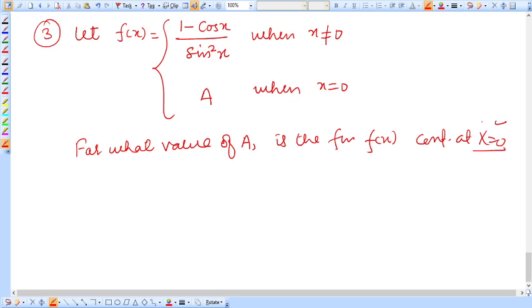ओके, हमें a की ऐसी वैल्यू फाइंड आउट करनी है, ओके, जिससे कि f of x कंटिन्यूस हो जाए किस पे, x is equal to 0 पे. ओके, सो सॉल्यूशन, ओके, सो सी हियर व्हाट इज योर f of x.